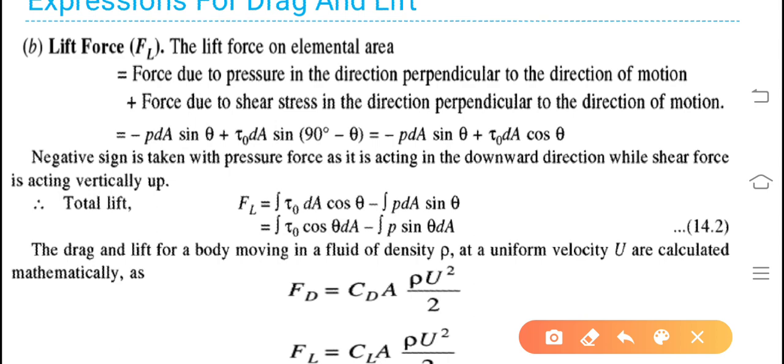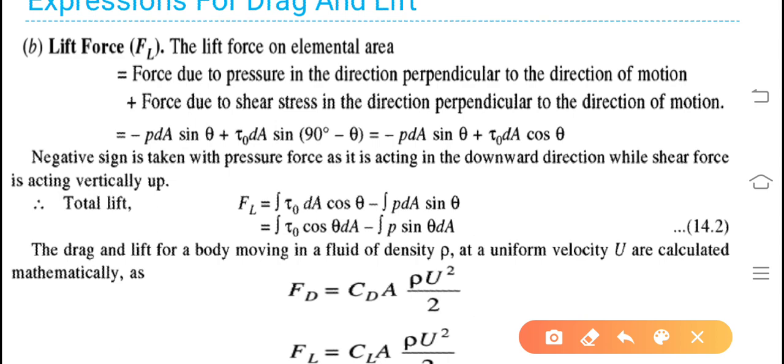The negative sign is taken with the pressure force as it is acting in the downward direction, while the shear force is acting vertically up. Therefore, total lift FL is equal to the integral of tau naught cos theta dA minus P sin theta dA.